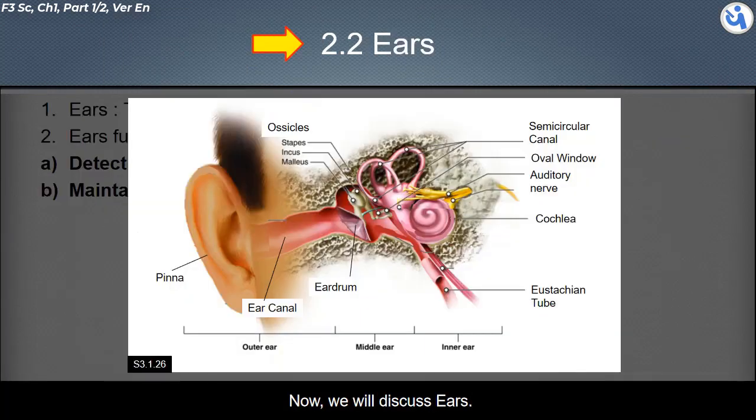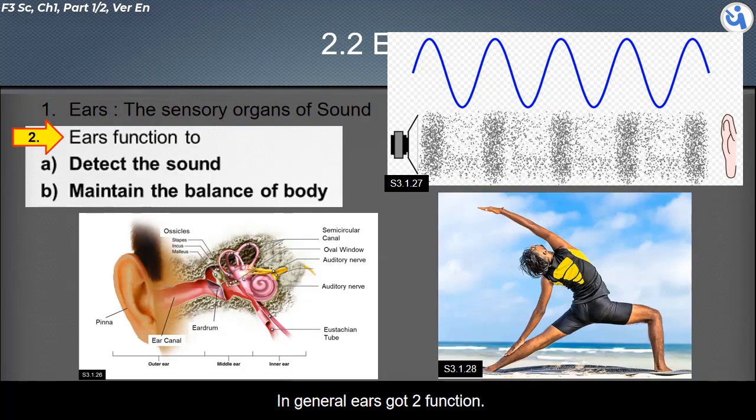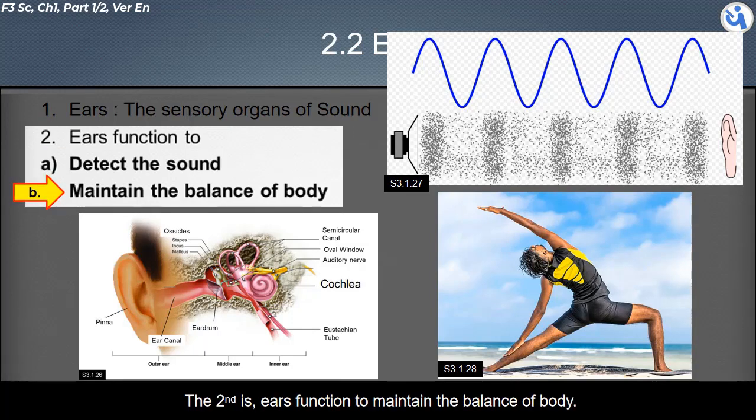Now, we will discuss ears. Ears are the sensory organs of sound. In general, ears have two functions. The first is, ears function to detect the sound. The second is, ears function to maintain the balance of the body.